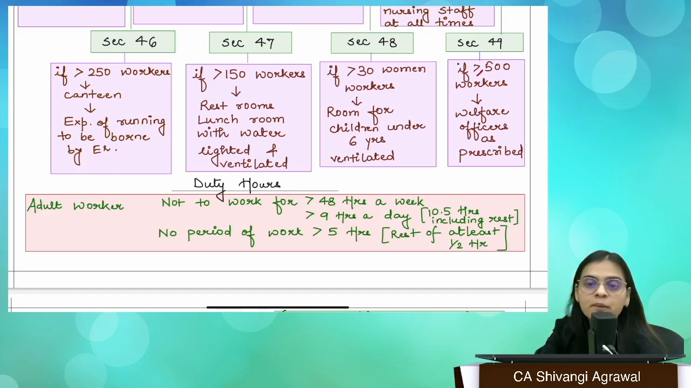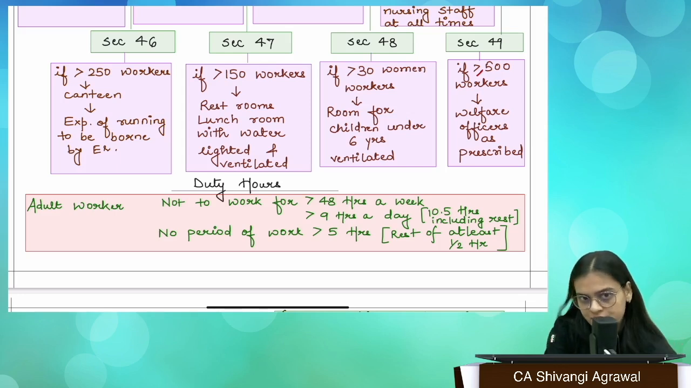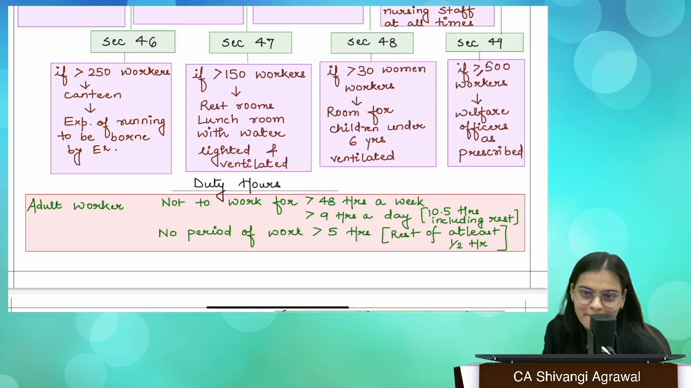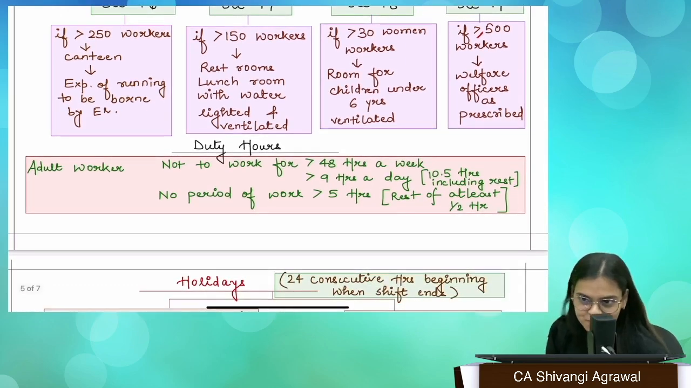Now we come to chapter 6. Chapter 6 contains the working hours. First of all, we are talking about the working hours of adults. Every adult is allowed to work only for 48 hours in any week.